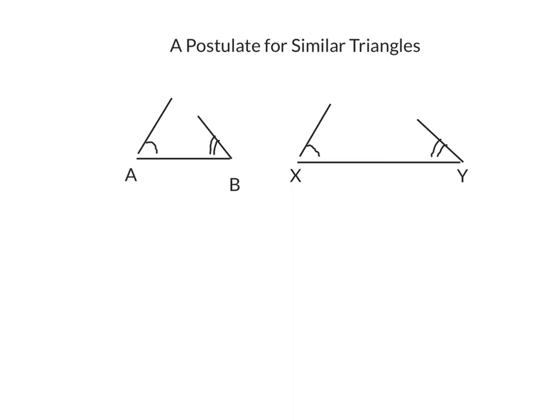Now if we were to extend these lines where we form the angle at A and the angle at X, and extend the line where we form the angle at B equal to the angle at Y, we would end up with two triangles. We could measure the third angle of each of these triangles and find that the third angle is equal. We could also measure the sides and find out that the sides are proportional, and indeed we would have two similar triangles.